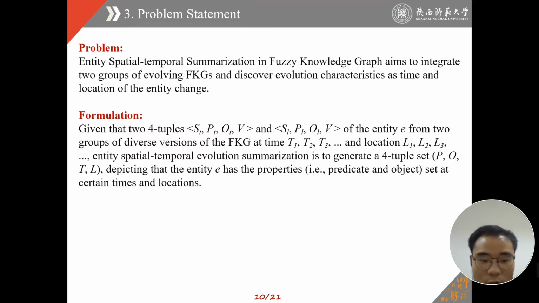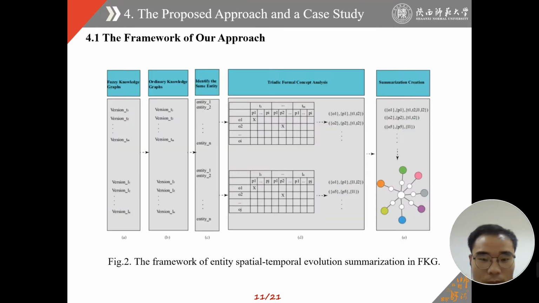We can formulate the problem as follows. In short, entity spatial temporal evolution summarization is to generate a triple set depicting that the entity has a properties set at certain times and locations.